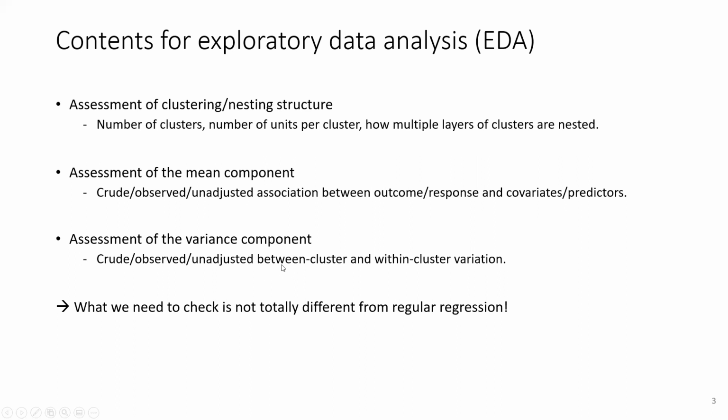And for the third one, when we do linear regression, we check whether the variance is constant across each value of x. This is similar for multi-level analysis, but we have two levels, between-cluster and within-cluster variation. So this is the difference between the usual and these multi-level cases. But what we need to check is not totally different from regular regression.